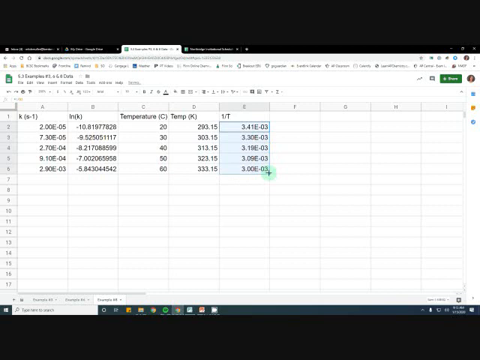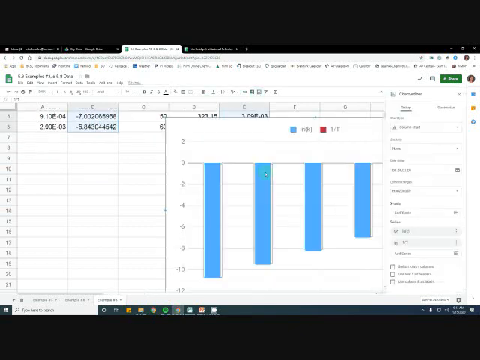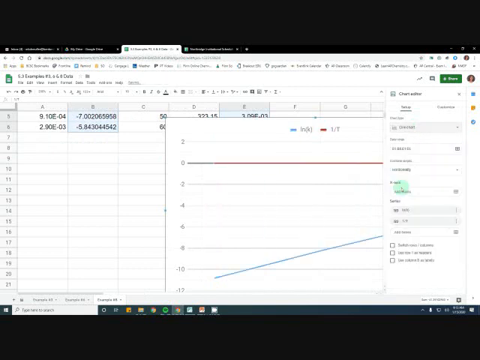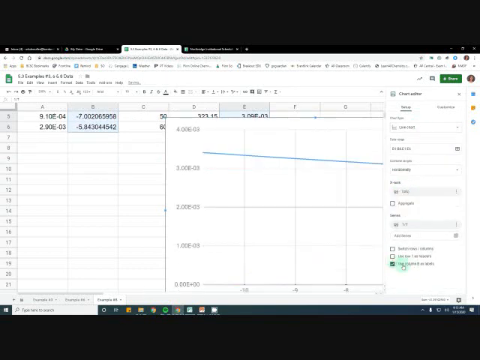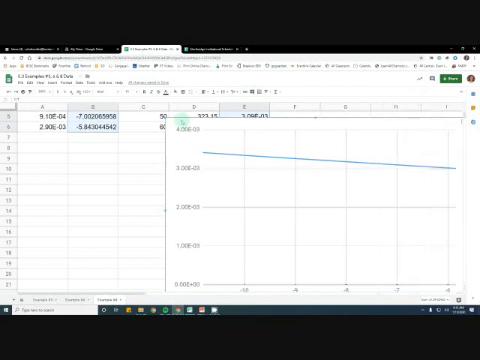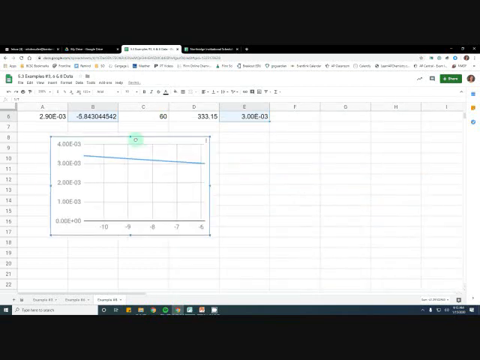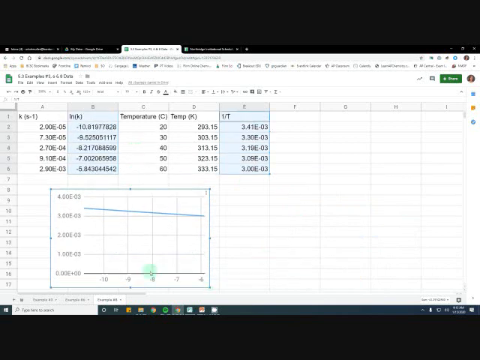and that will produce my inverse values. Okay, so just to prove ourselves that we have a linear function, I'm going to graph the natural log and the inverse of temperature. And we want to make sure that it is a line graph, and we want to use column B as labels. So I go shrink this down. We have a linear function. That's awesome. Okay, I don't know why it doesn't have any axes labels, but that's okay.